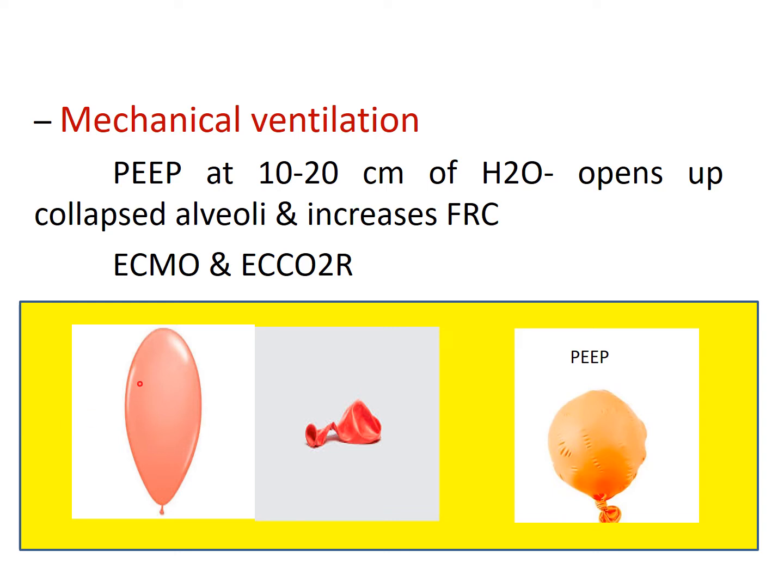See here, if we consider this as a normal alveoli, what happens in normal respiration is during inspiration the alveoli will be inflated like this, and during expiration the whole air in the alveoli will be removed. And if we are keeping the PEEP, that is at the end of the expiration a positive pressure will be kept. In such condition the alveoli will not collapse like this. Okay, a small amount of air will be present in the alveoli.